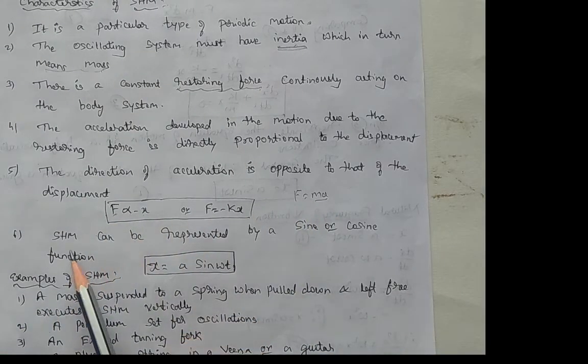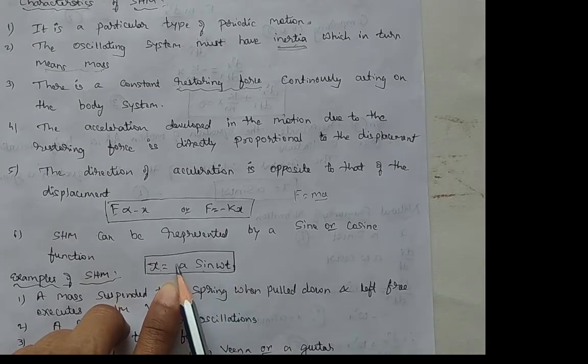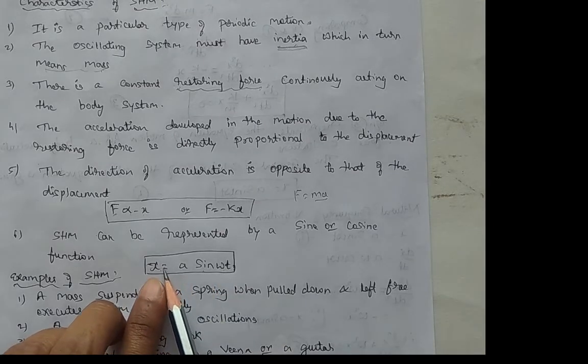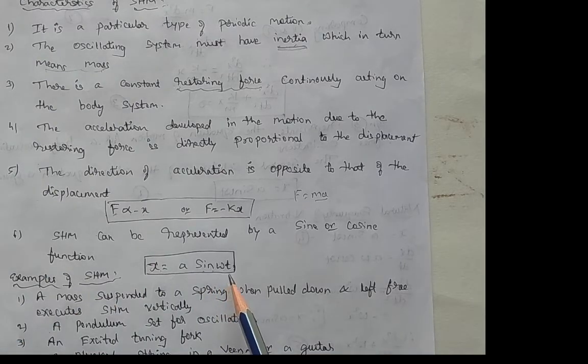The last is, SHM can be represented by a sine wave or a cosine wave, which is given by x is equal to a sin omega t. Previously we have come across this equation for displacement, x is equal to a sin omega t. So this is the simple equation which represents SHM.